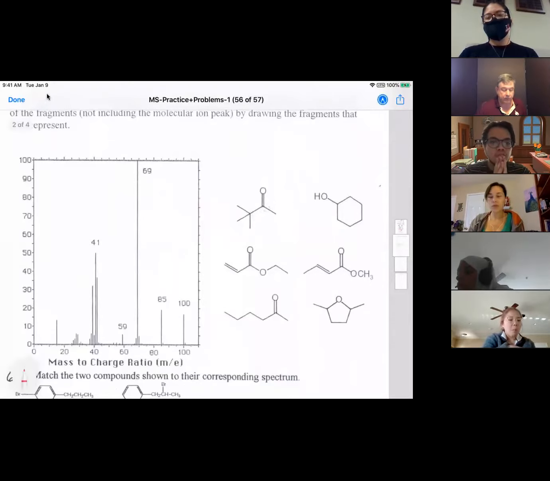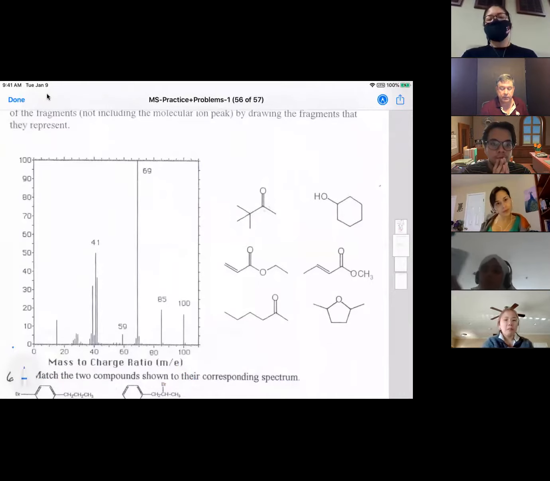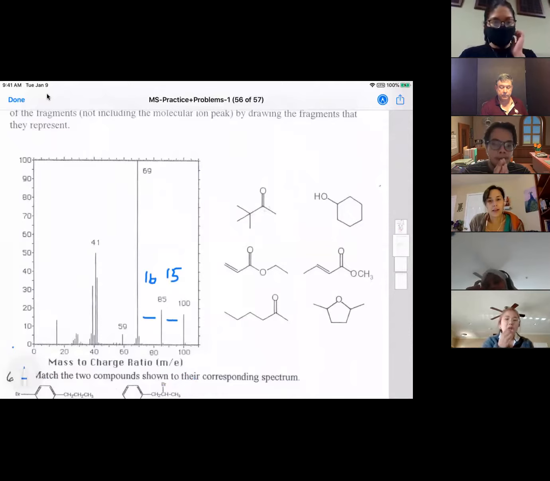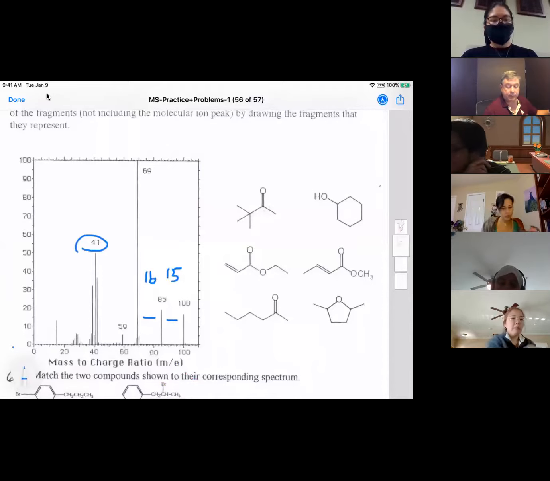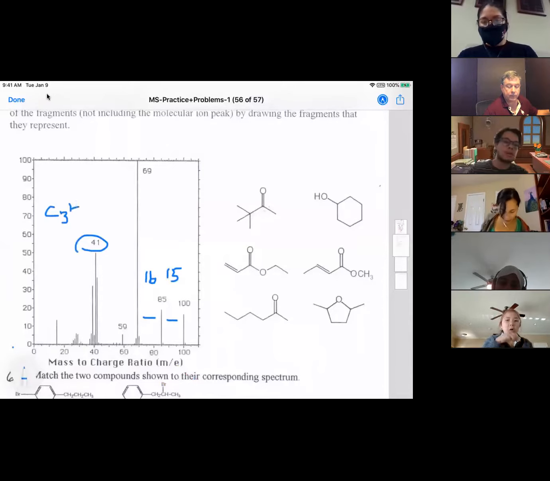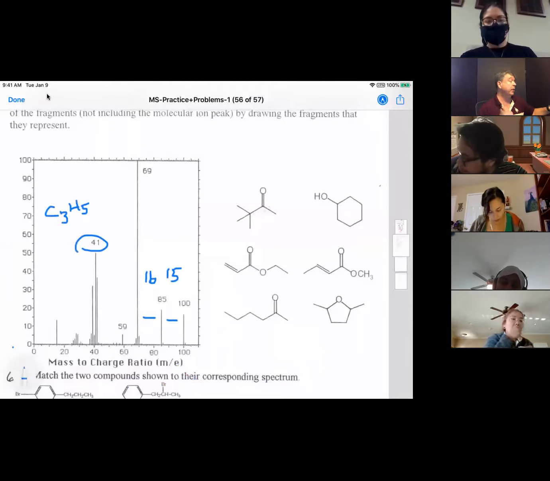Okay, so I'm going to do in blue here, what are our major differences here? So this is 15, the difference between these two. The difference between these two is, let's see, that's 16, right? 59, so 15 and 16, so that could be a CH3, a CH4. And then 41, what is 41 in our book here? That's a very big fragment. It's a C3H5, which would tell us maybe a straight chain hydrocarbon.